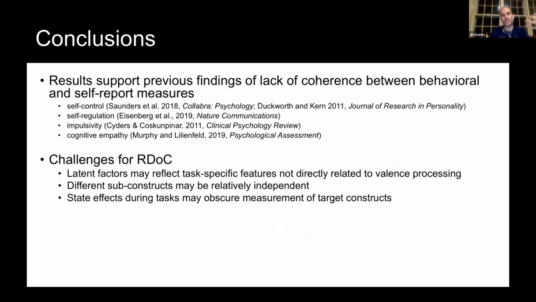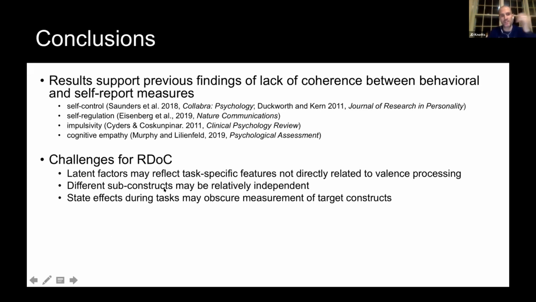And so this highlights some challenges for the RDoC approach. One challenge is that certain latent factors that you extract when you do an approach like this may end up reflecting some task-specific features that aren't necessarily related to the construct you're trying to probe. So this is based on some post-hoc analysis that I'd be happy to talk about, where we found that, for example, the MID task factors don't necessarily reflect the difference between reward and loss, but they actually seem to reflect the difference between anticipation and consumption. So that speaks to designing your tasks to try to target very specifically the constructs you're interested in.